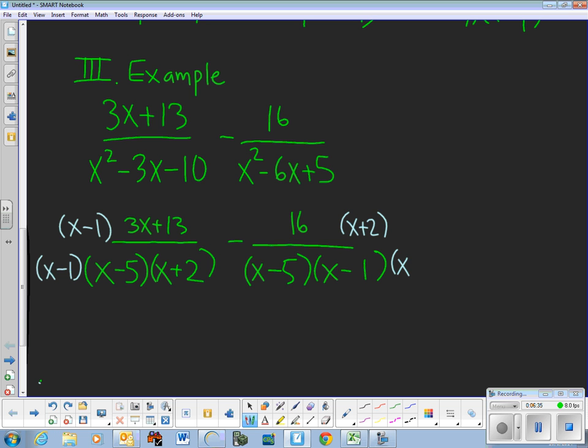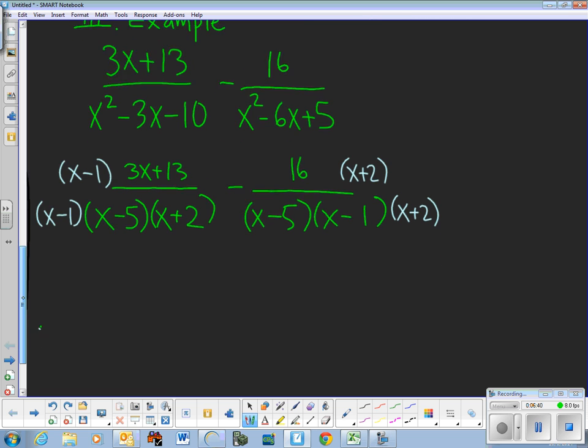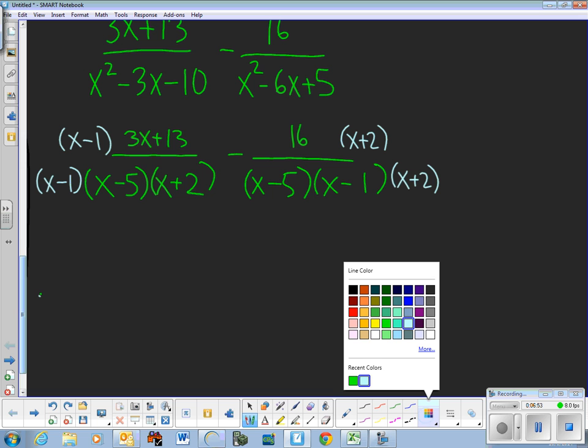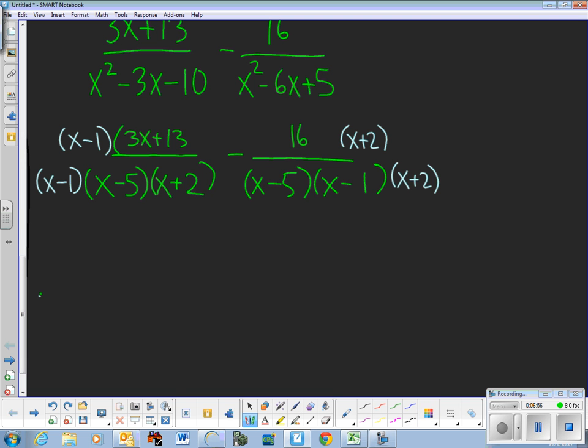Right? I didn't need to multiply each one by x minus 5 top and bottom because I already had the common denominator. And you can see by adding an x minus 1 on the left and an x plus 2 on the right, I have the exact same denominator. Okay, so now we multiply out on top. Sometimes you have to FOIL on top, sadly, sorry. But I need to FOIL these two binomials. I get 3x squared plus 13x minus 3x minus 13, or 3x squared plus 10x minus 13 over the common denominator.